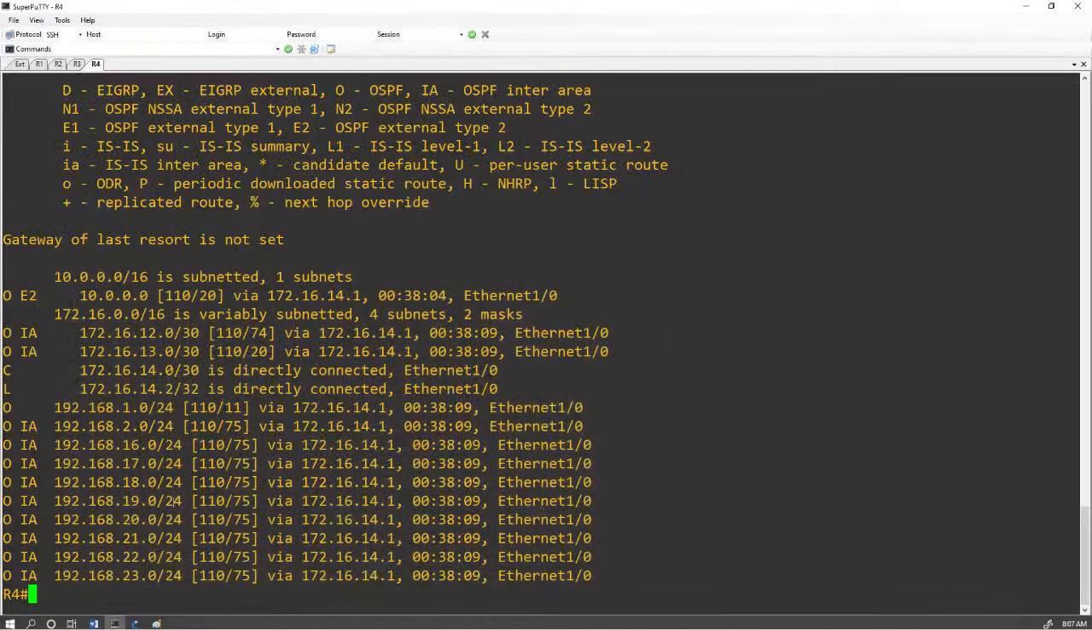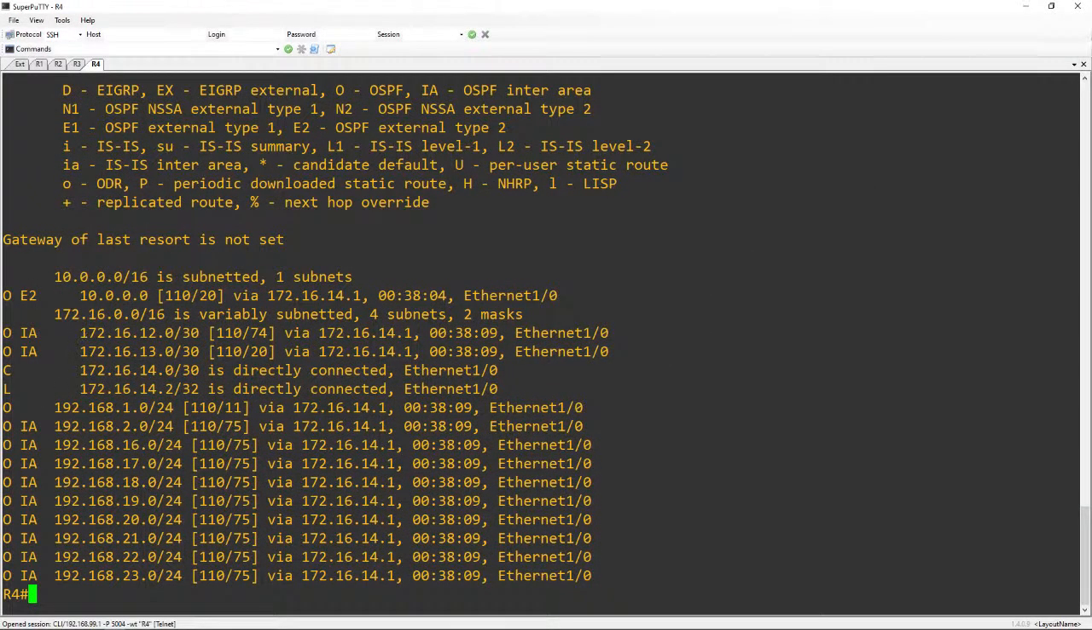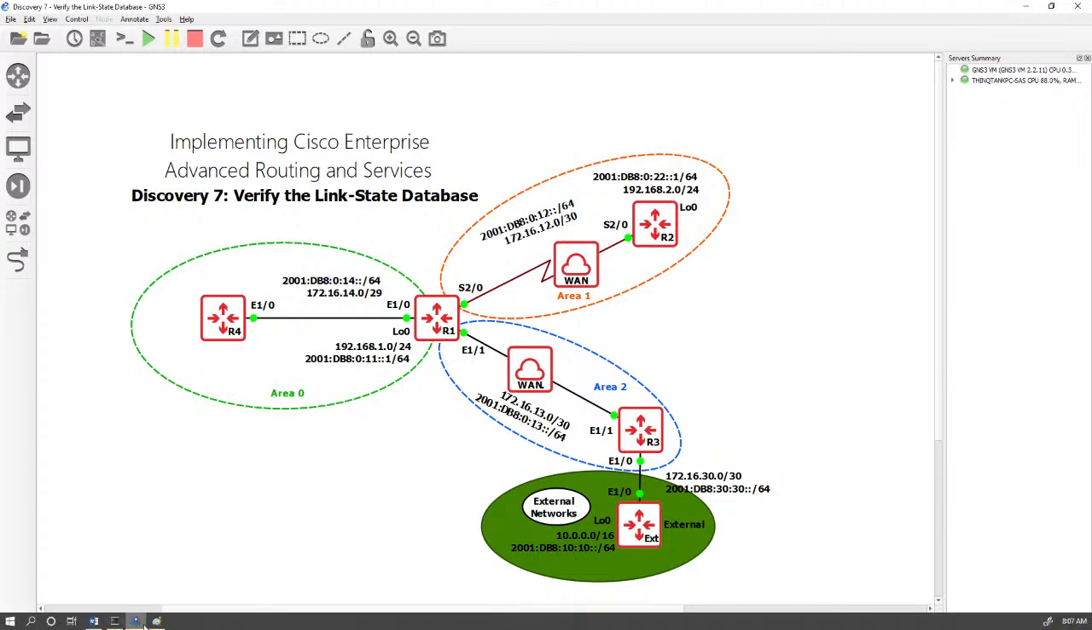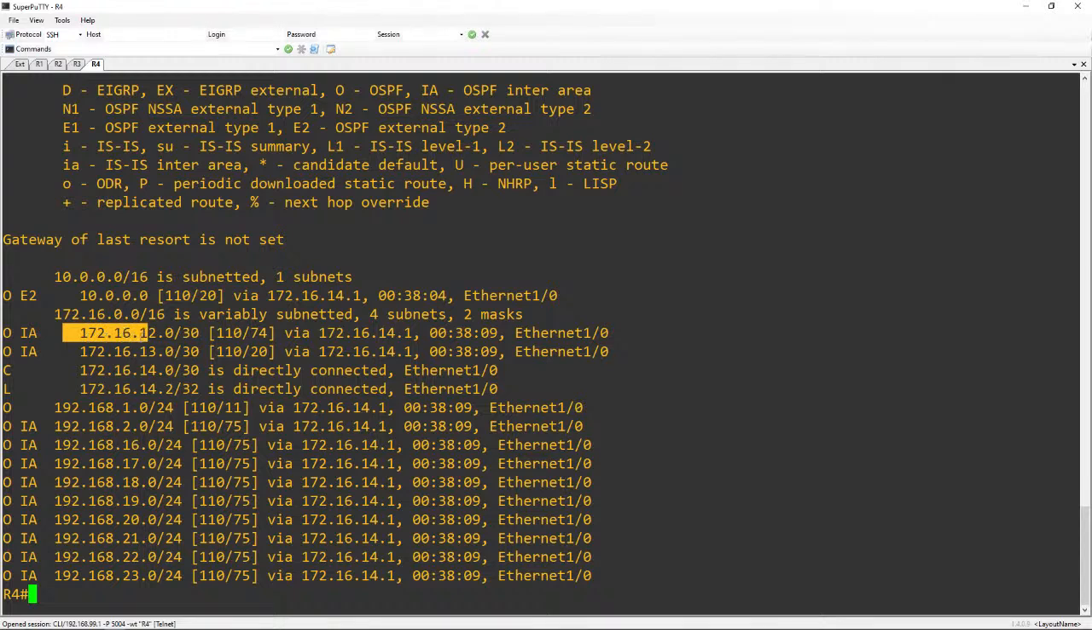So let's see what we've got here. Looking from router 4's perspective, I should see type 3s for network 12, network 2, network 13. I should see type 3s for those, which would be OIA routes. So let's see if that's what we actually see here. There's 12, there's 13, there's 2, and it looks like there's a bunch of other loopbacks as well, all coming from the ABR.